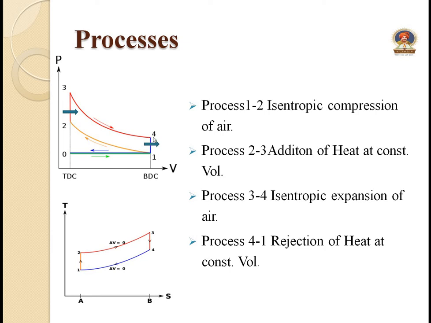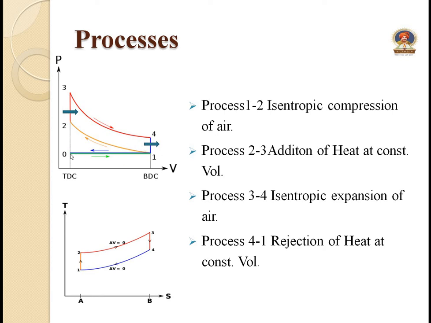As you can see in the PV diagram, in 4 to 1, volume remains constant, pressure goes on decreasing, and heat rejection takes place in this process. As I have mentioned, in this whole cycle, suction and exhaust are not involved. So these 4 points, 1, 2, 3 and 4, indicate only the Otto cycle.